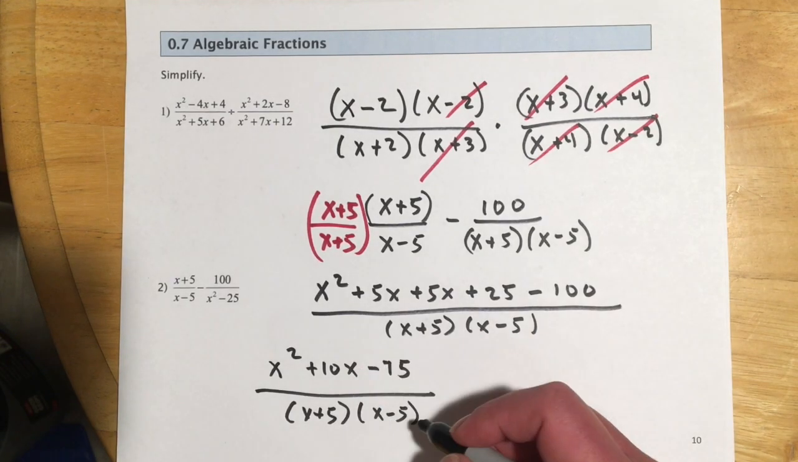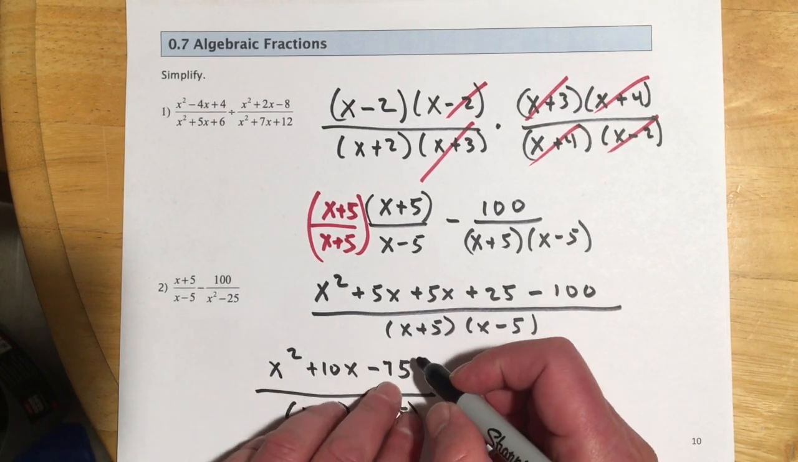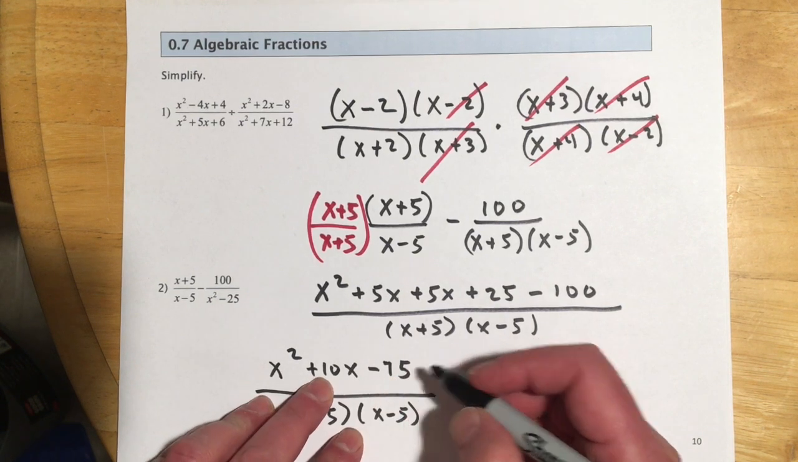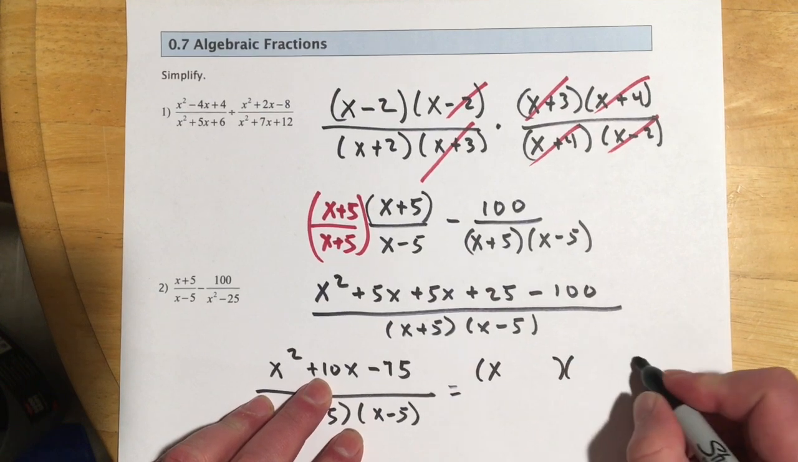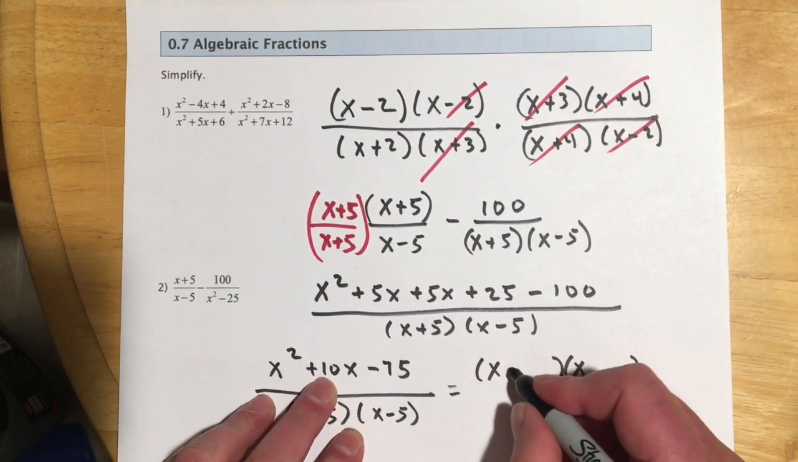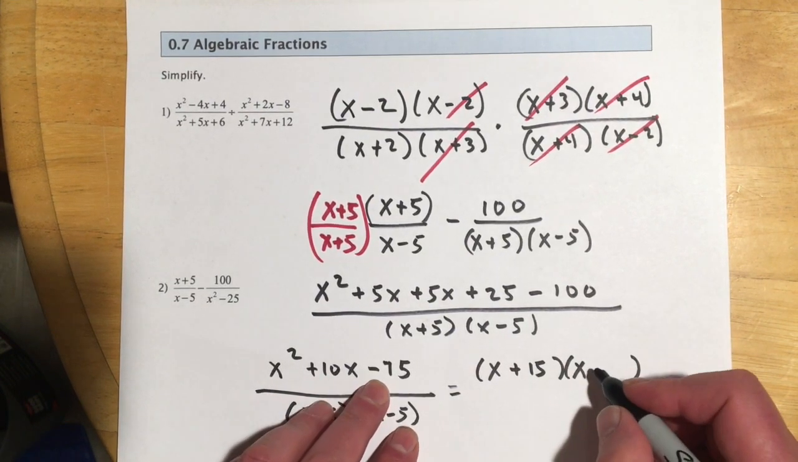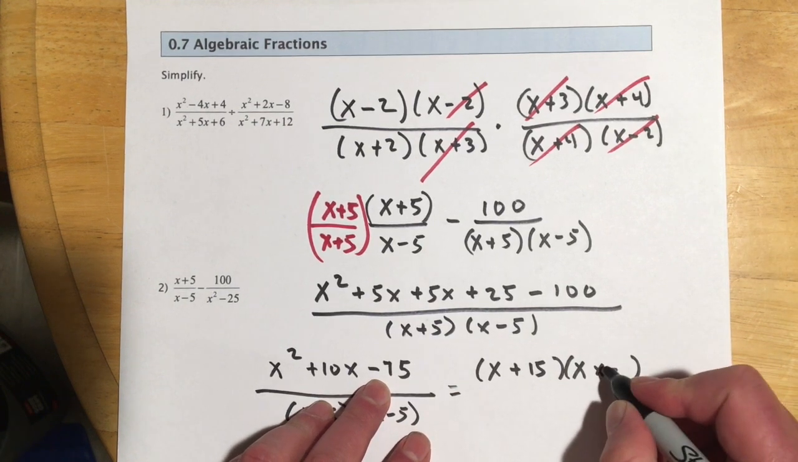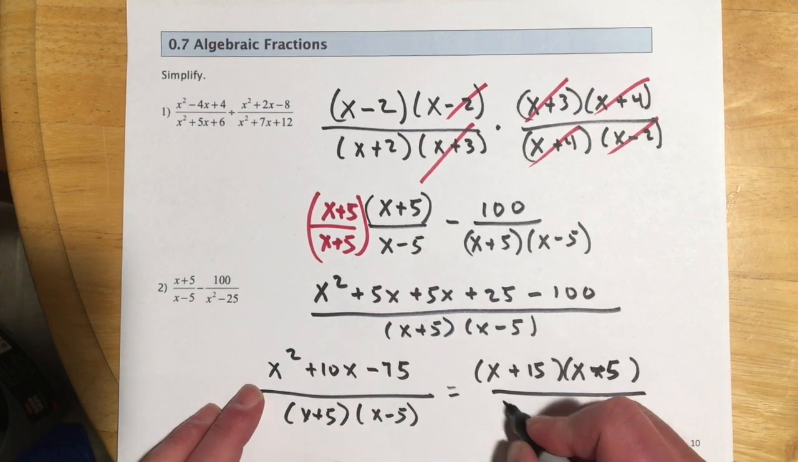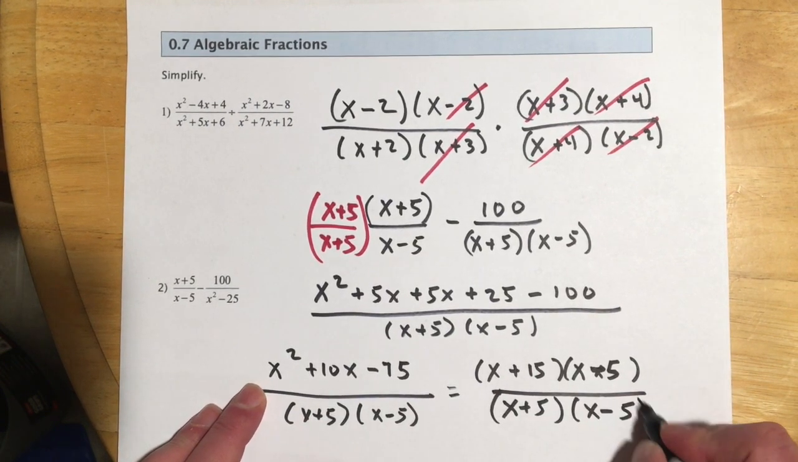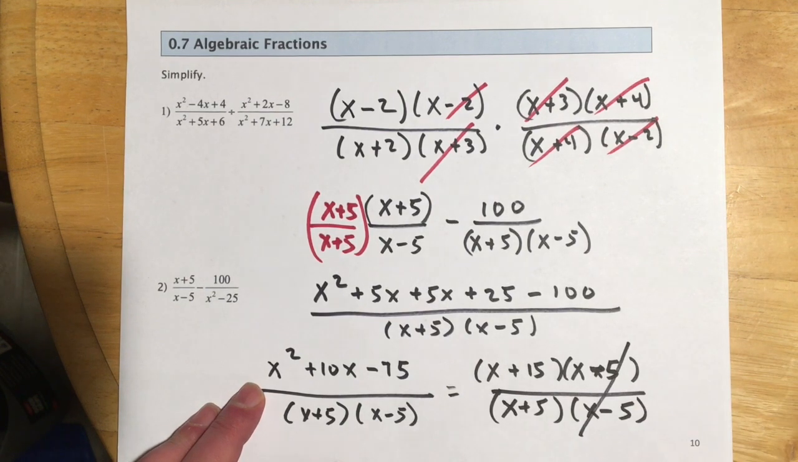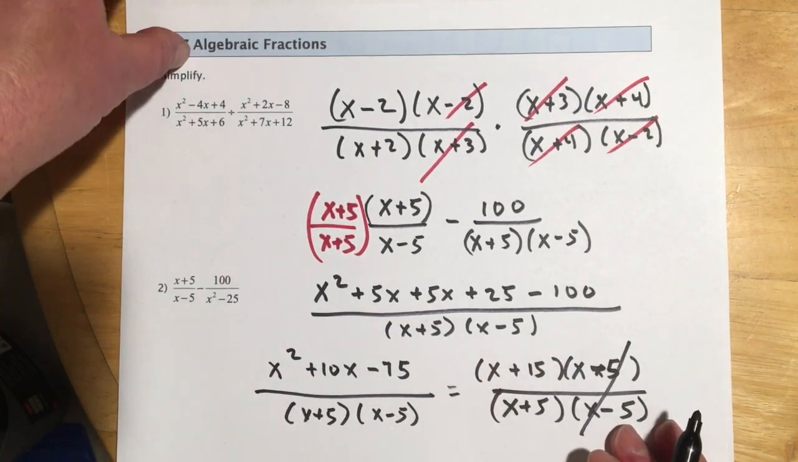Okay, the next step is to see if the numerator factors. And so multiplies to negative 75, adds to be positive 10. So we'll set up our x's, x plus 15, and then x minus 5. And that's over x plus 5, x minus 5. And then finally I can cancel those out, and then what's left there is the answer.